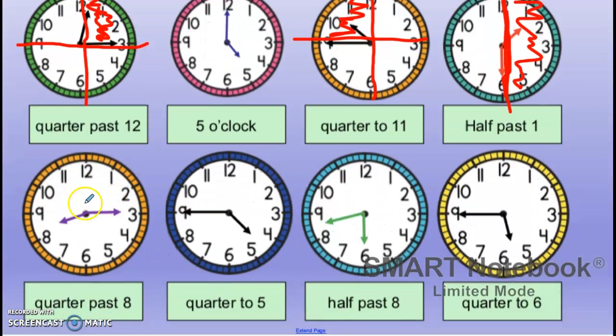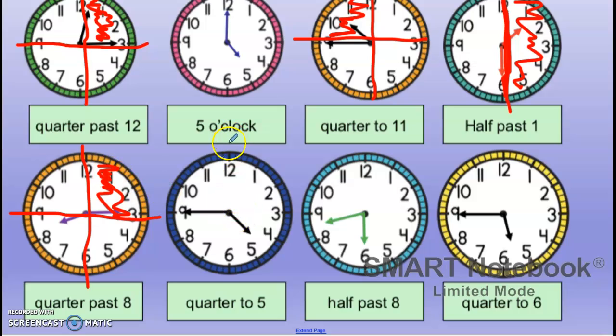All right, let's look down here at this yellowish, orangish clock. I'm going to partition this into quarters. You can probably hear the dogs in the background. And it is not quite 9 o'clock. Yes, it's 8:15, but we want to think of it in quarters, okay? So it's a quarter past 8.